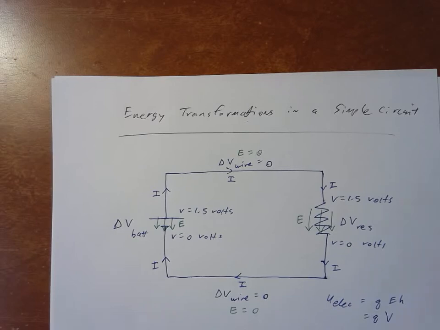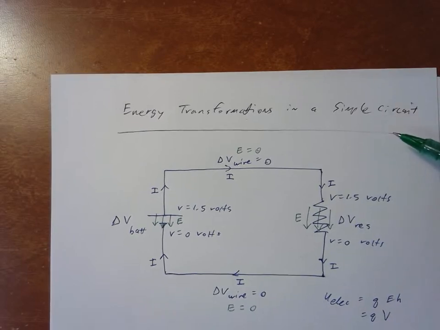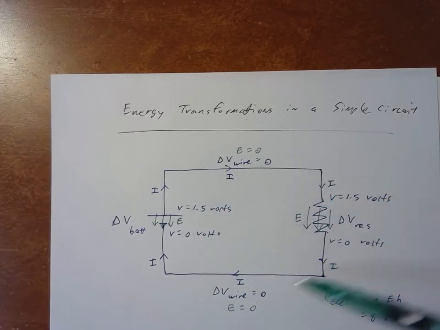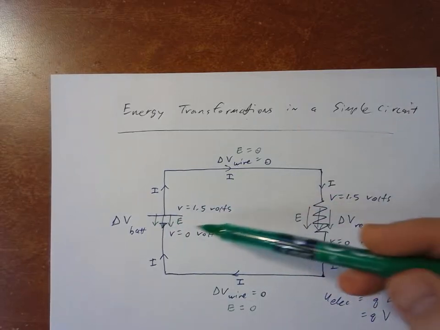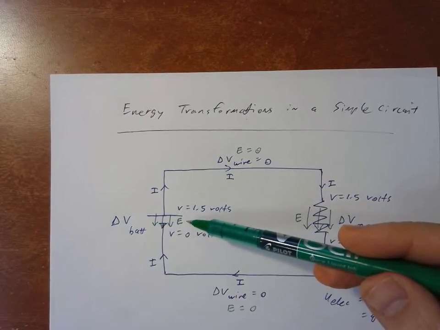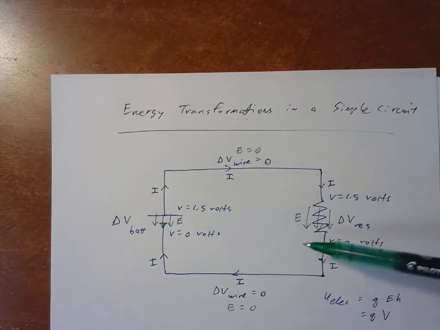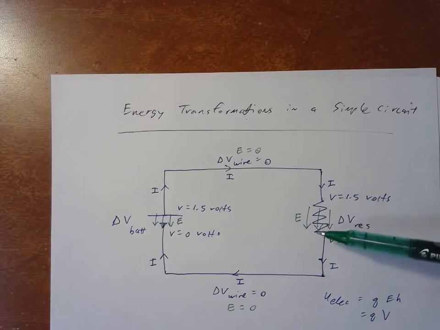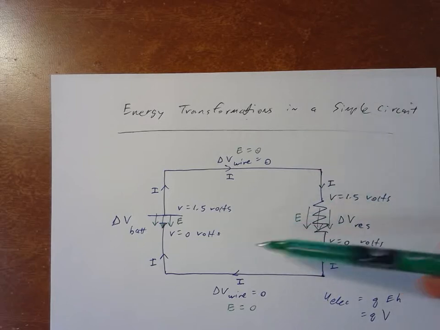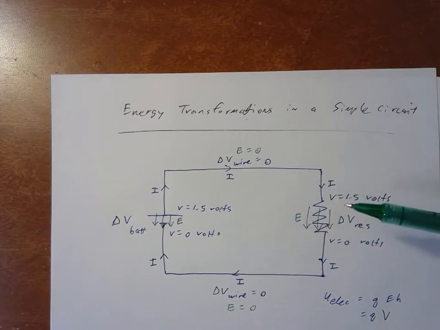So we're going to talk about energy transformations in a simple circuit. A simple circuit is one that just has one closed loop with a battery or a voltage source and also something else, in this case a resistor that's connected to the battery by wires. And what I've drawn for you shows the voltages at different places in that circuit.